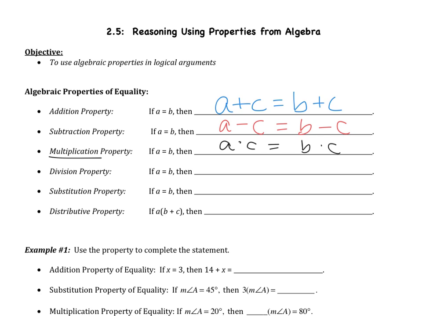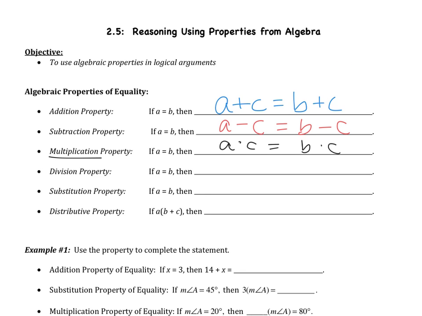Again, in the interest of using an example, if I had x over 3 is equal to 8, how would I solve for x? Multiply both sides by 3 and you get x is equal to 24, okay? All right?